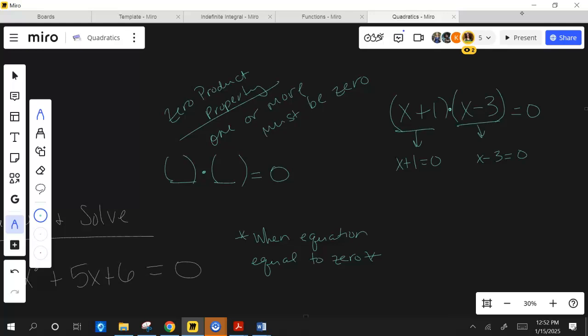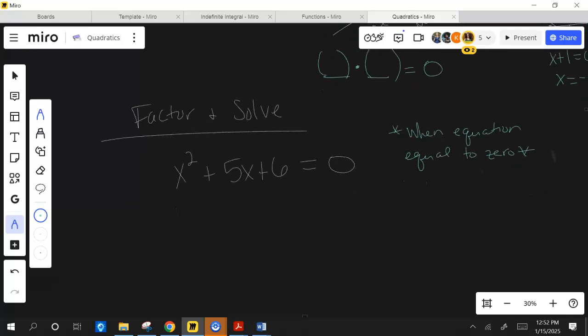You set each one equal to 0 because if they multiply together to give you 0, you do not have x to. It would be like -1. So 2 answers for these. Okay. Go down to this one.